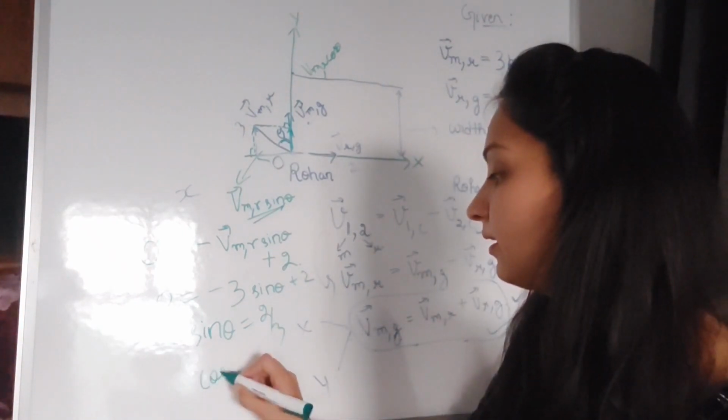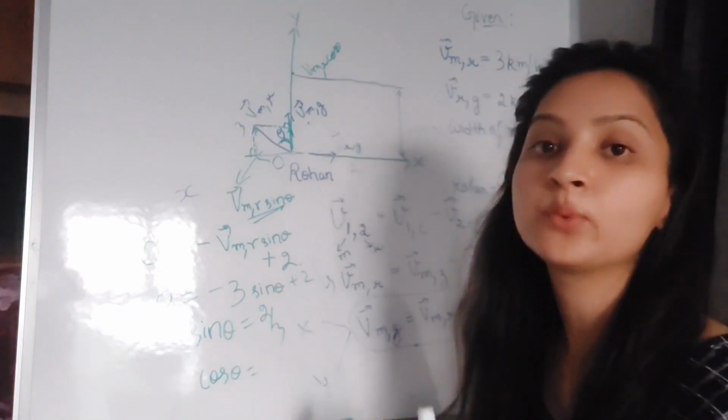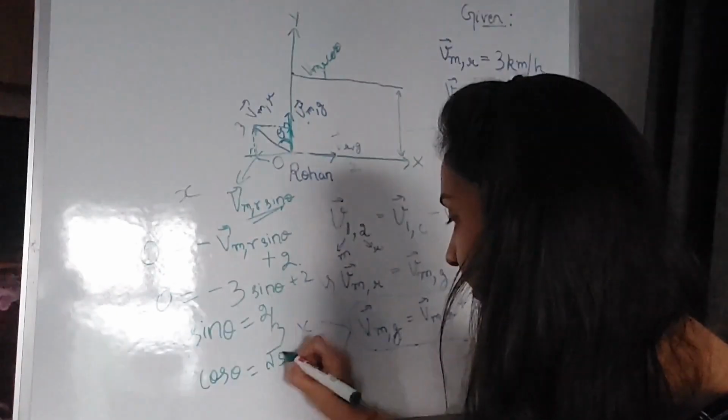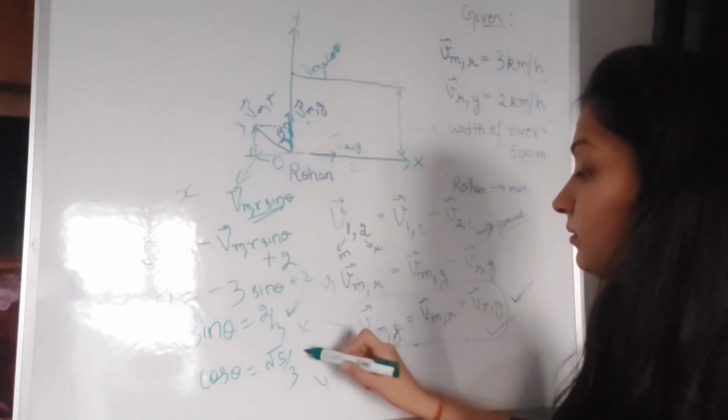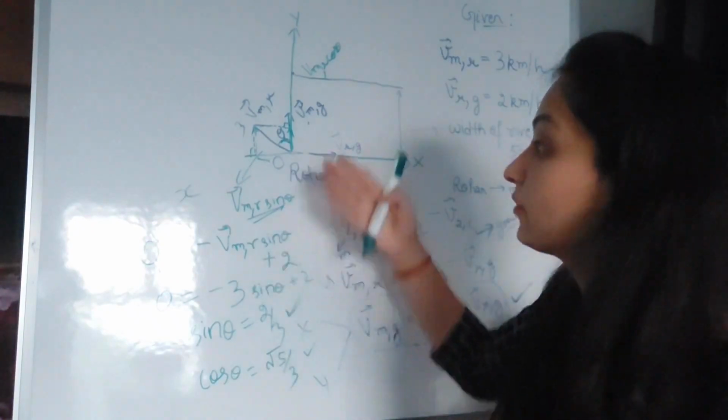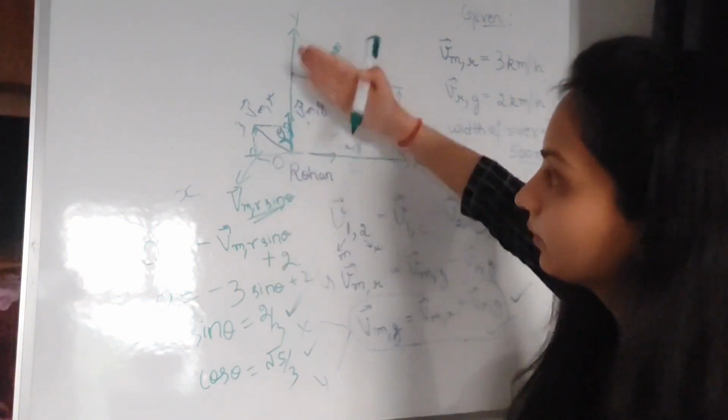Cos theta will be, cos squared theta plus sin squared theta is equal to 1. So what will be its value? Root 5 by 3. So sin theta is known, cos theta is known. Now you can calculate theta. So you know the angle that Rohan's body is making with the river flow. So from there you can calculate your theta, because sin theta is known, and theta will be sin inverse of this 2 by 3. Similarly, you have to take your components along the y-axis, and putting the values, you can finally find your velocity of Rohan with respect to ground.